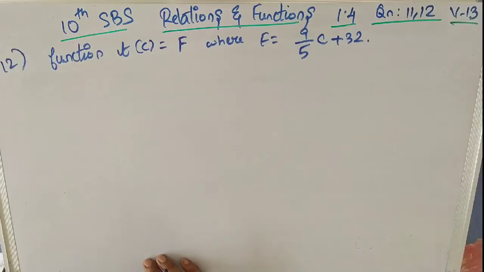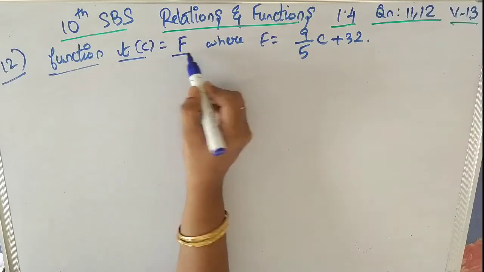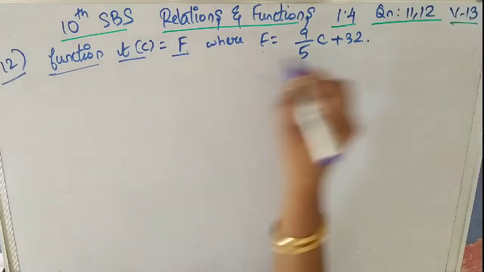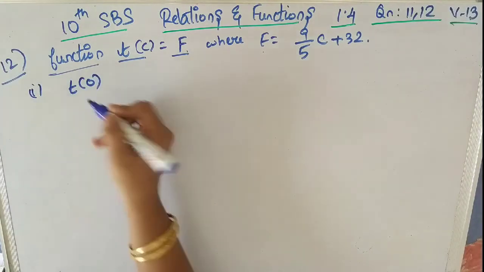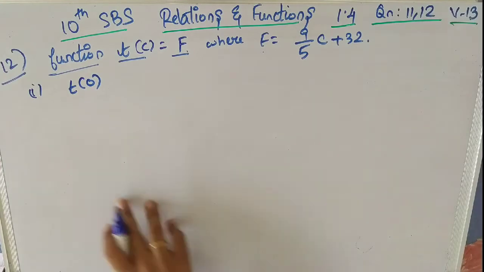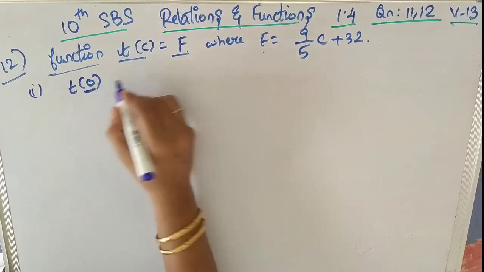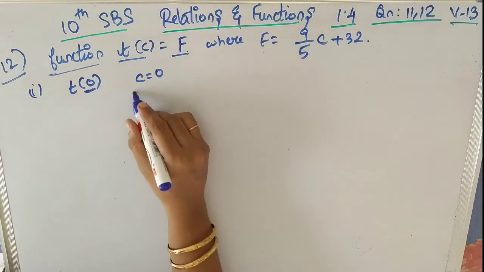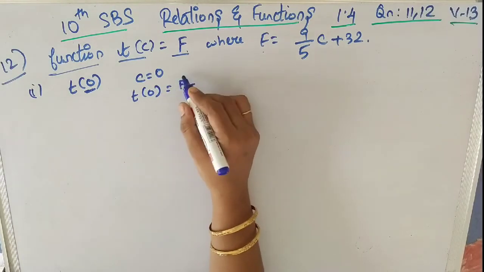Okay. Now let's go to the 12th question. Here the function t of c is equal to f. F is Fahrenheit, c is Celsius. So Fahrenheit is equal to 9 by 5c plus 32. Now we have to find what is t of 0. What do you mean by t of 0? Here c is equal to 0.